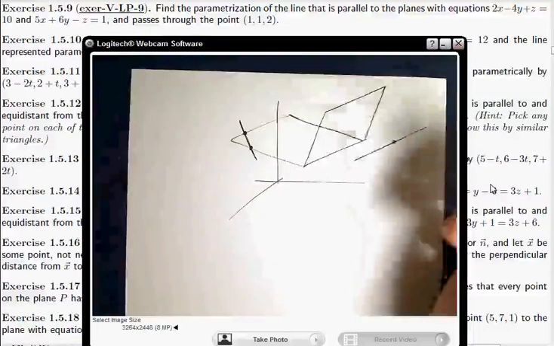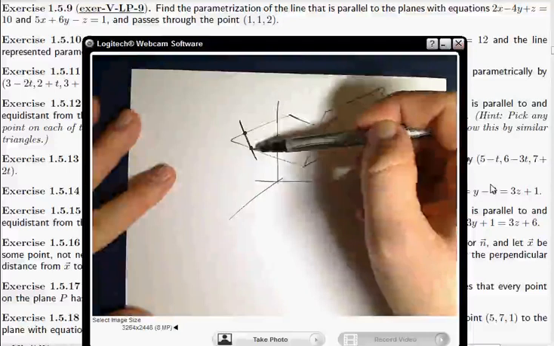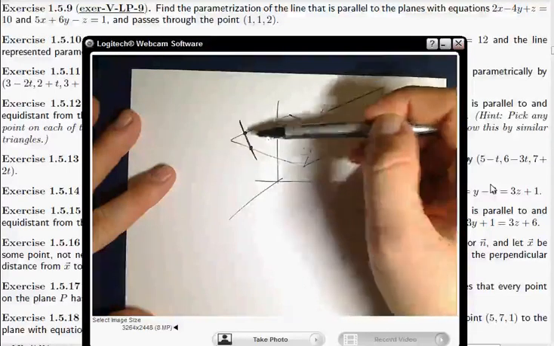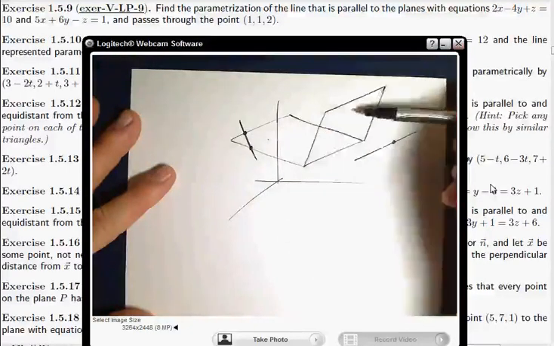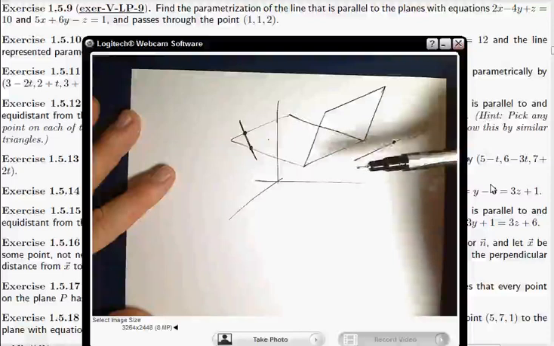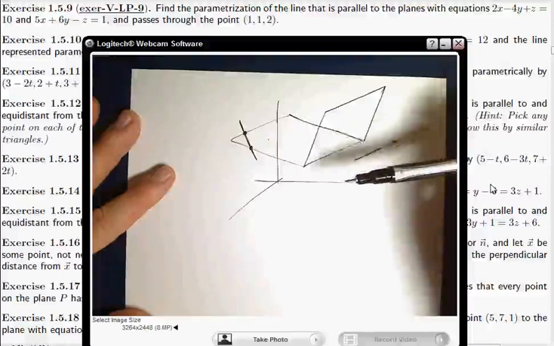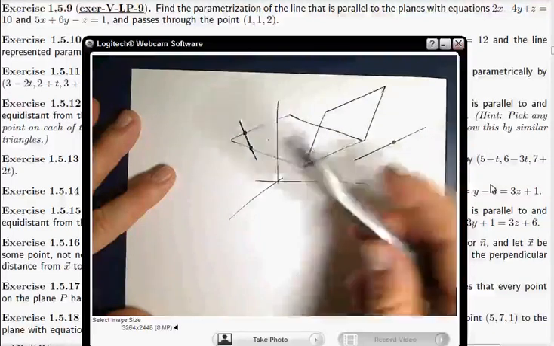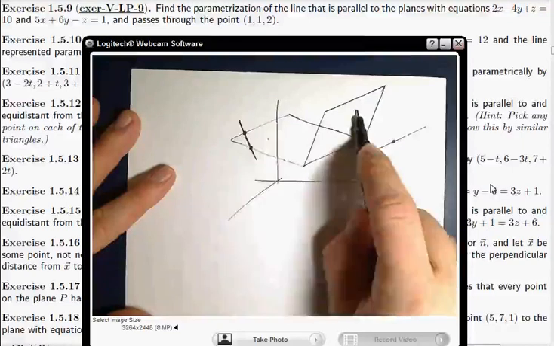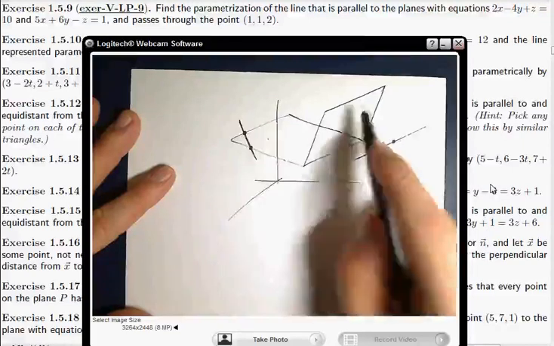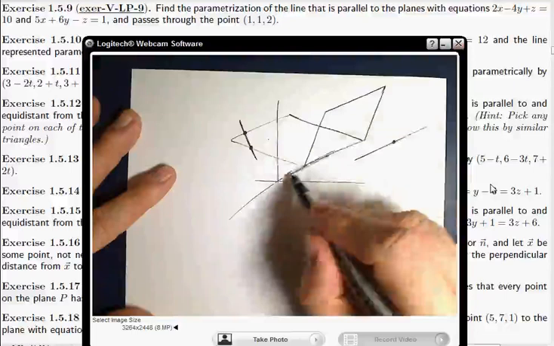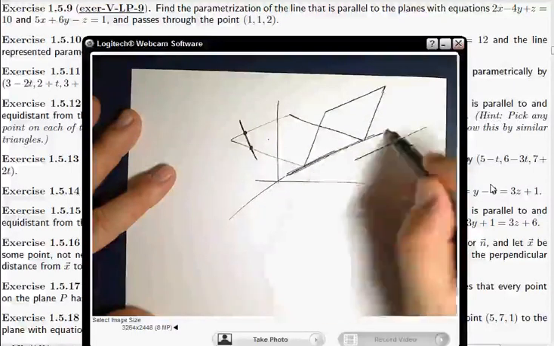It's hard to draw these pictures. So this line is sitting entirely inside of this plane, so it's parallel to this plane. But it's not parallel to this other plane. Would it happen right at the intersection of those two planes? Well, this line is simply not parallel to that plane at all. The line of intersection is going to be parallel to both.